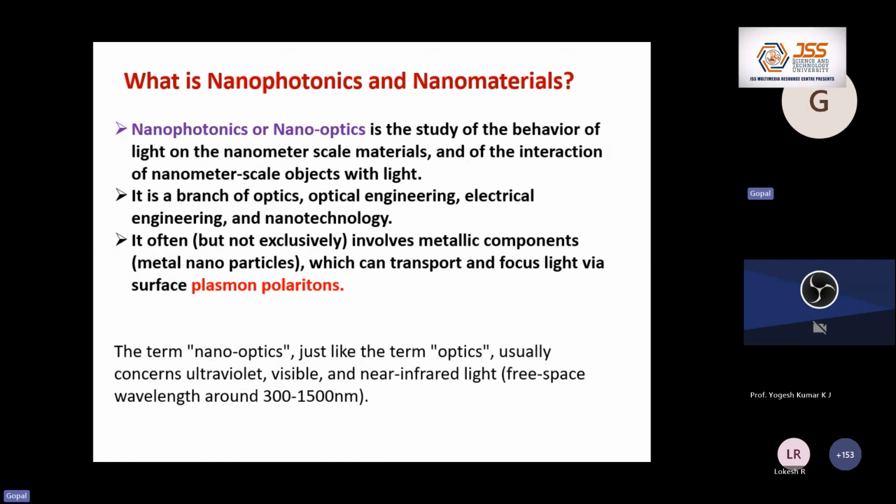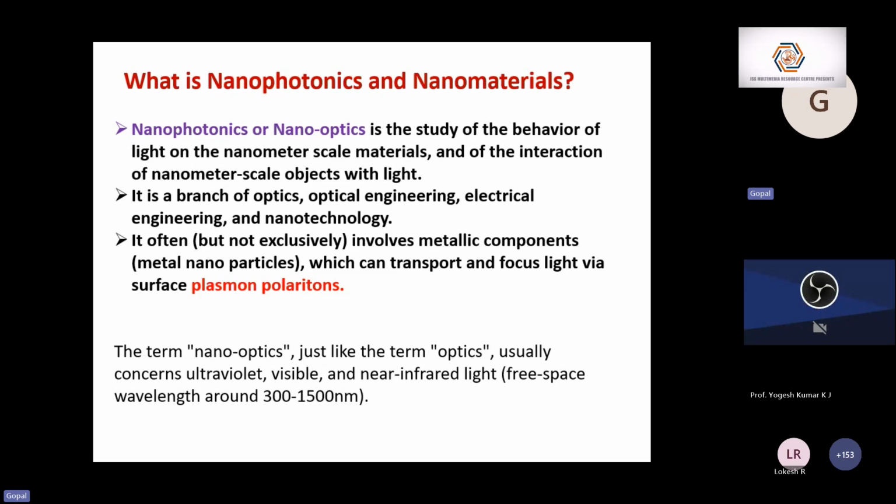Nanophotonics, or nano optics, is the study of the behavior of light at the nanometer scale, and the interaction of nanometer scale objects with light. This is a different area because we all know how light interacts with bulk material, with microscopic and micron scale material, but how does light interact with nanoscale material? It's a branch of optics, optical engineering, electrical engineering, and nanotechnology.